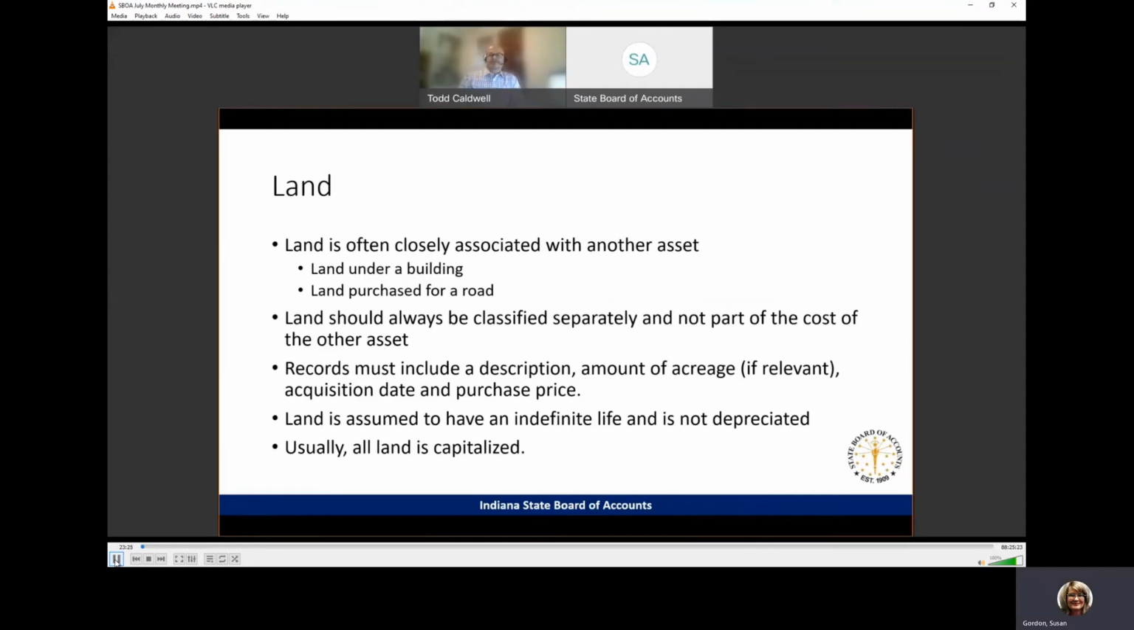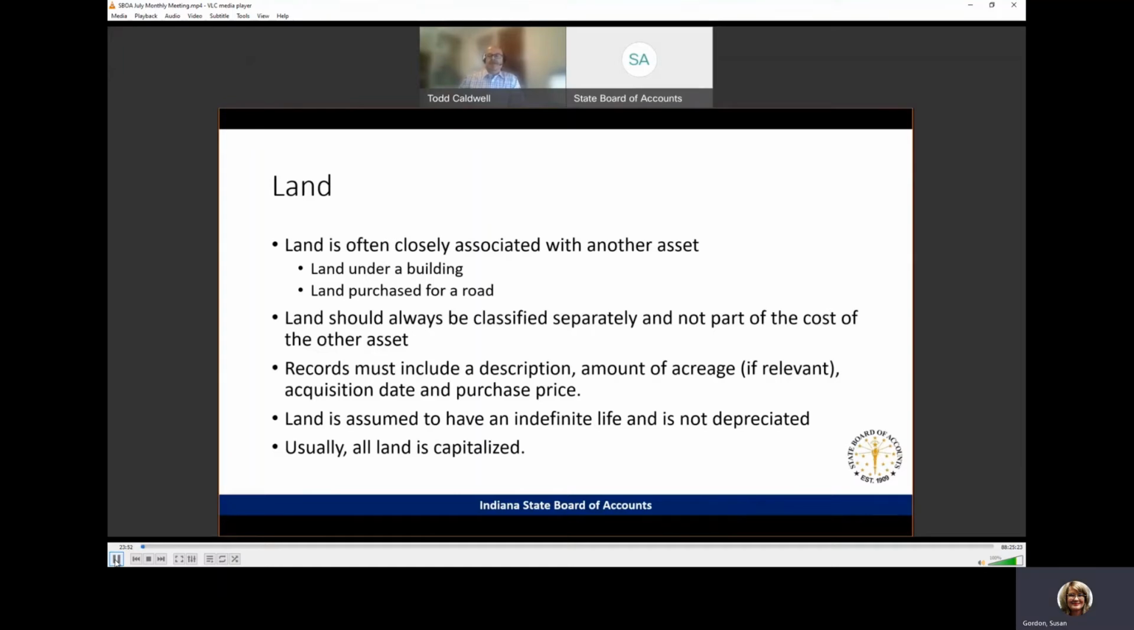Let's talk about some of those different categories, and we'll start with land. All land should be capitalized, no matter what the acquisition cost is, unless it's land that you're purchasing for resale and it's part of an inventory, like maybe your redevelopment commission has land that it acquires and then turns around and sells, or if you have a land bank. But all other land owned by a city or town is capitalized.